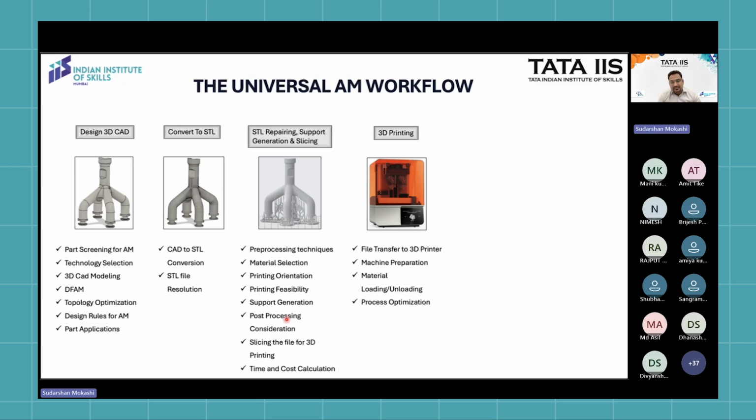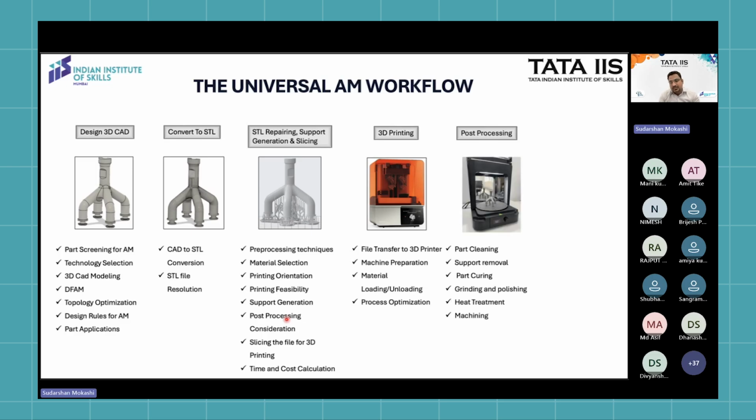After file transfer, machine preparation is there: some material loading, some cleaning of the build platform, and those activities we do, and we start the printing. After the printing, we can unload the part and do process optimization. Then the next step after printing is post processing.